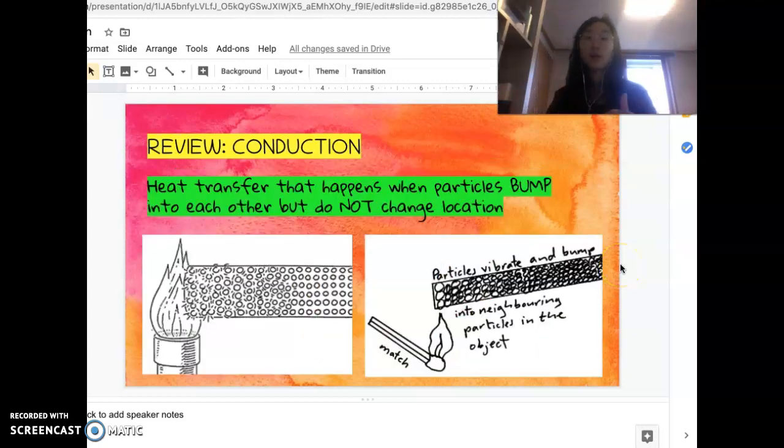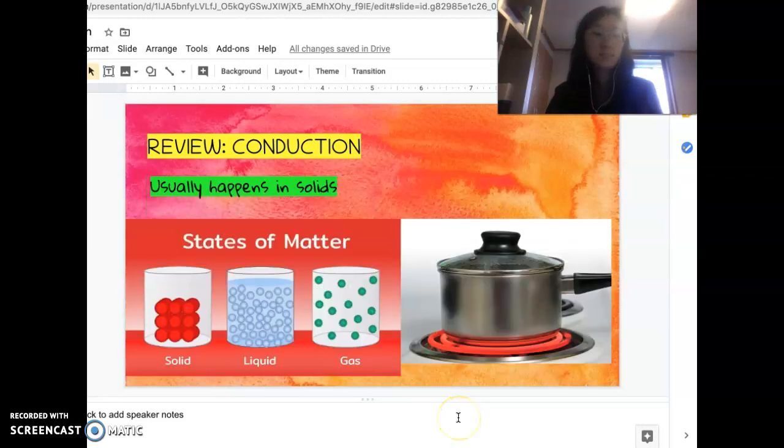A couple key points about conduction. So conduction is a heat transfer that happens when particles inside the matter bump into each other, but they don't change the location. They stay where they are, but they vibrate when they are in contact with heat. And this usually happens in solids, like a pot.